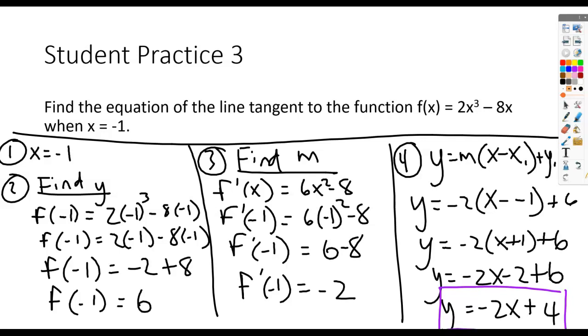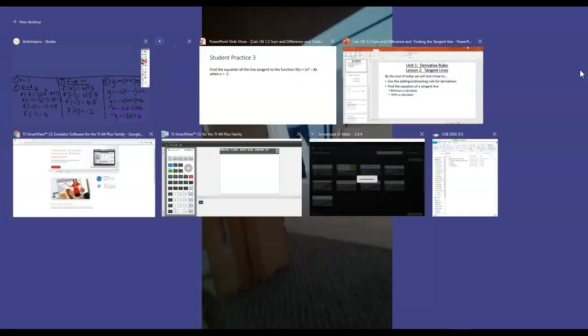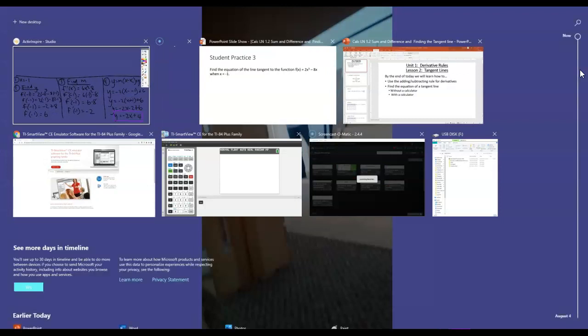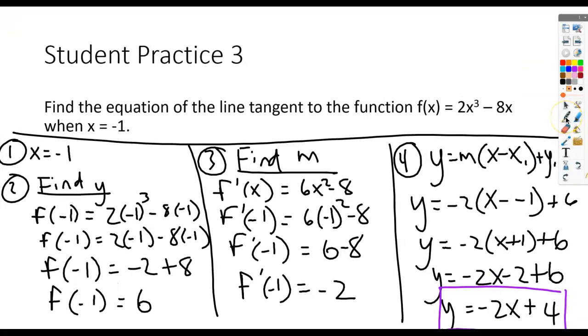So first of all, I identified the fact that x equals negative 1, right? That's the point of tangency. Next, we want to find our y value, so we plug negative 1 into the original function. You've got to watch your order of operations. Negative 1 to the third power comes first. That's a negative 1. Then you do your multiplication. Negative 1 and 2 makes negative 2. Negative 8 and negative 1 makes positive 8. And then combining your like terms there gives you 6. So the y value is 6.